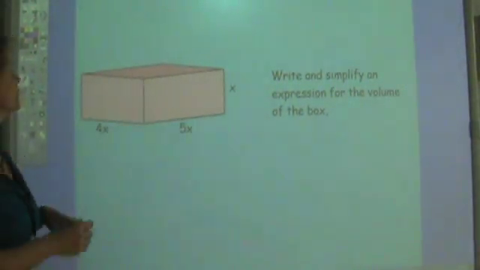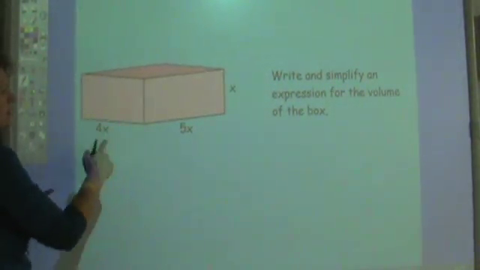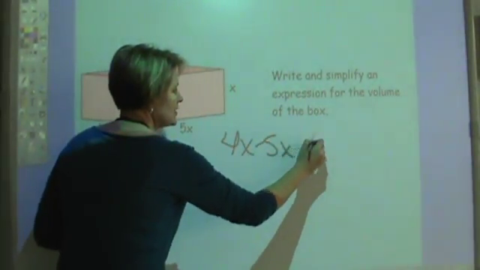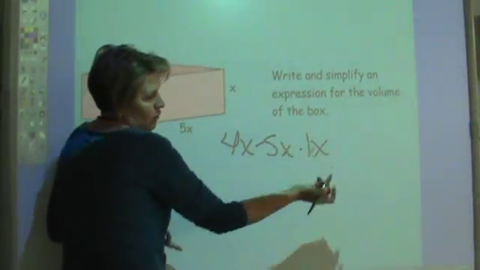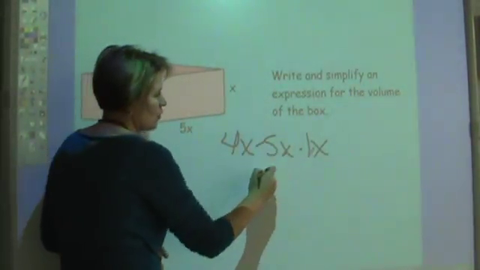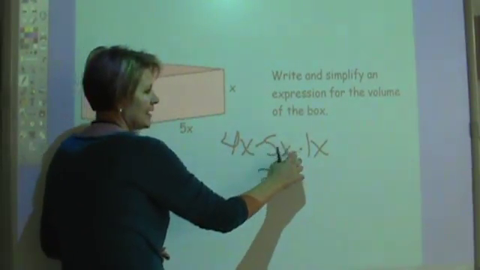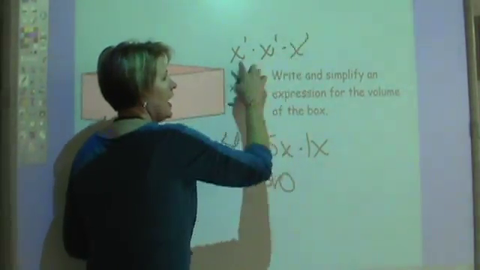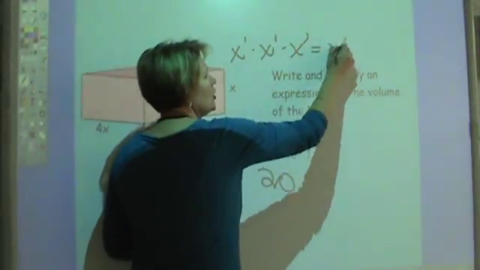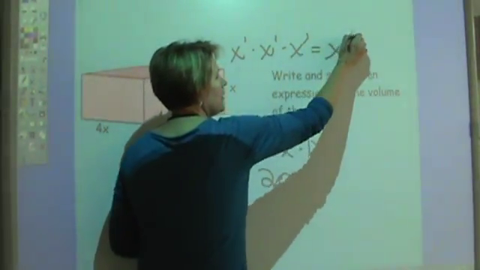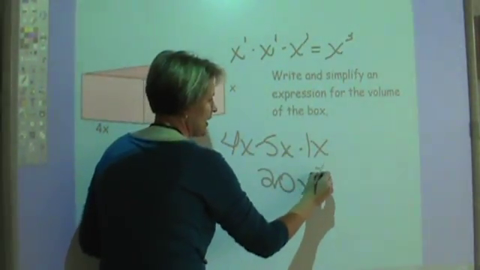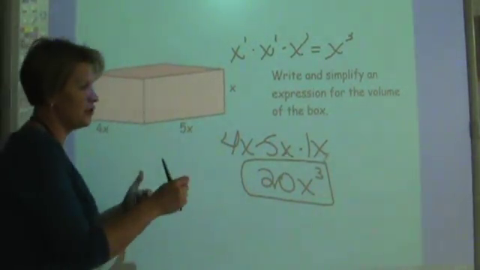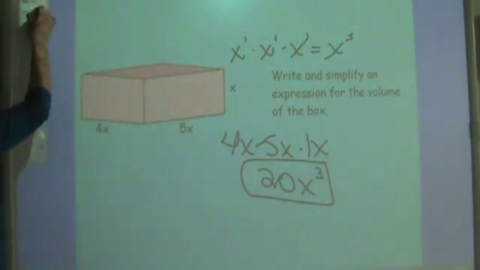Okay, write a simplified expression for the volume of the box. So volume is just going to be length times width times height. So 4x times 5x times x. 4 times 5, this is just a 1. If you want to write it in there, 4 times 5 is 20. X times x times x. Okay, remember when we did this? When you multiply with exponents, you add them. So 1 plus 1 plus 1 gets me 3. So this would be x to the third. Okay? So when you're multiplying, you do change the value of the exponent, but not when we're adding and subtracting.